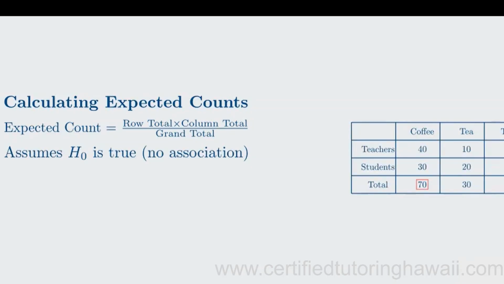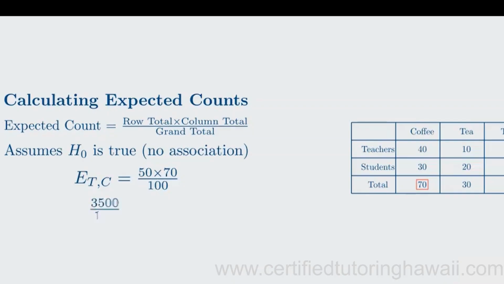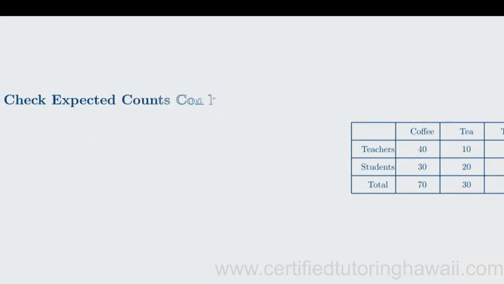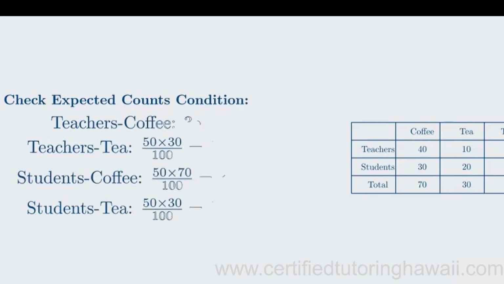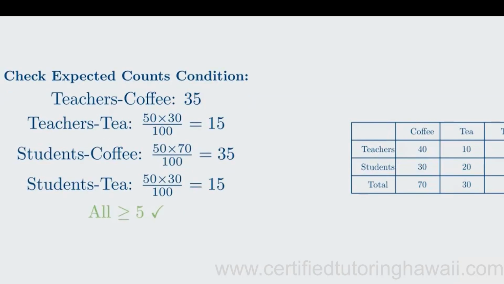To find the expected count of teachers who prefer coffee, we look at the row total for teachers, which is 50, and the column total for coffee, which is 70. Expected teachers' coffee is 50 times 70 divided by 100. 3,500 divided by 100 is 35. The observed count was 40, but if the null hypothesis were true, we would expect only 35. In this case, all our expected counts are 35 or 15. Since both of those values are greater than or equal to 5, our expected counts condition is met.